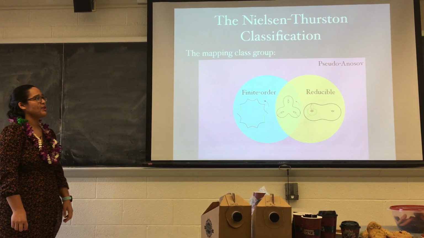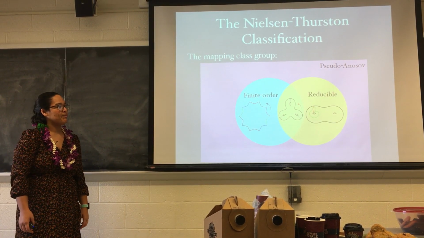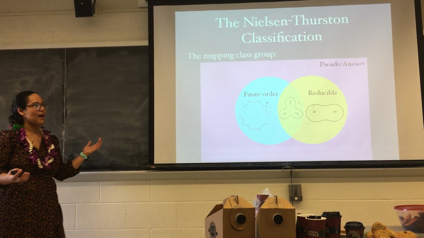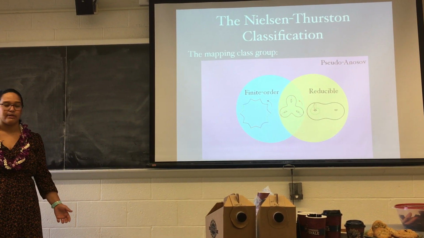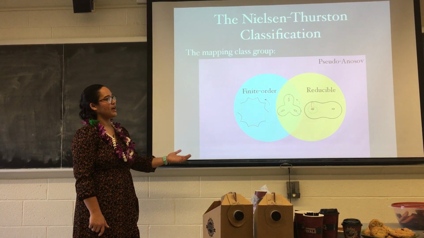So one of the fundamental results in this area is the Nielsen-Thurston classification of the mapping class group. And this picture tells you what it is. It's a way of breaking down the mapping class group into three fundamental types of elements: finite order, reducible, and pseudo-Anosov.